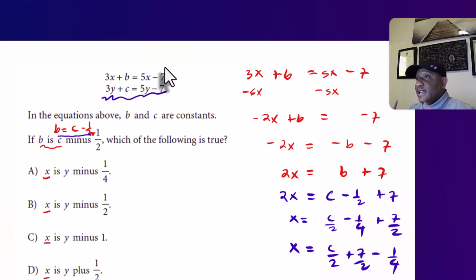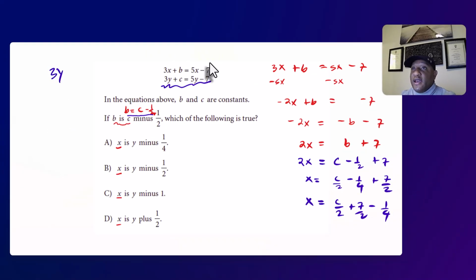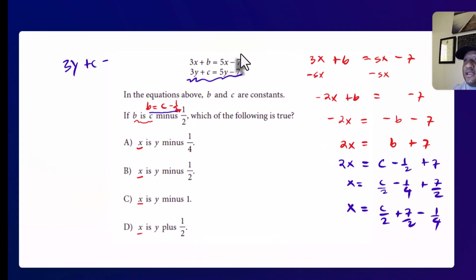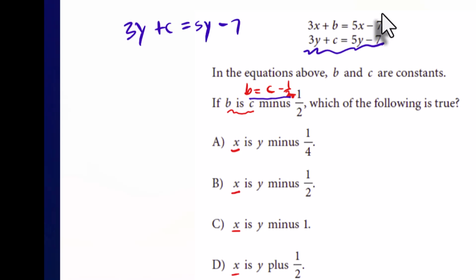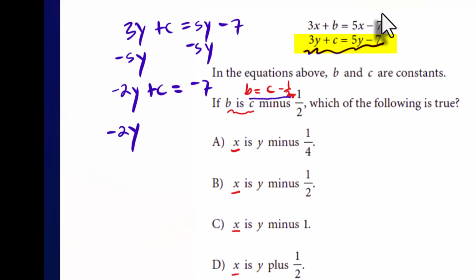3y plus c equal to 5y minus 7. Let's again solve for y. So this is going to be 3y plus c equal to 5y minus 7. Subtracting 5y from both sides, this is going to be minus 2y plus c equal to negative 7. Now solving for y, this is going to be negative 2y equal to negative c minus 7. And then I'm going to divide everything by negative 2.